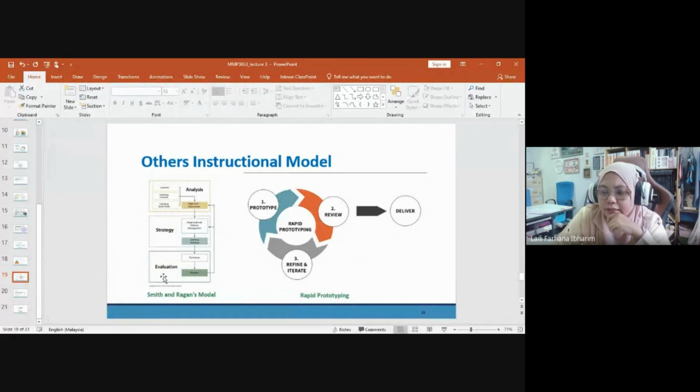Other than that, we have Smith and Ragan's model, which is the same as the other models. We have analysis, strategy, and evaluation. We have rapid prototyping, where we first prototype our product, and then we do the review, and then we deliver the product or courseware, and then we refine and iterate the product. So this rapid prototyping is more of a development model.